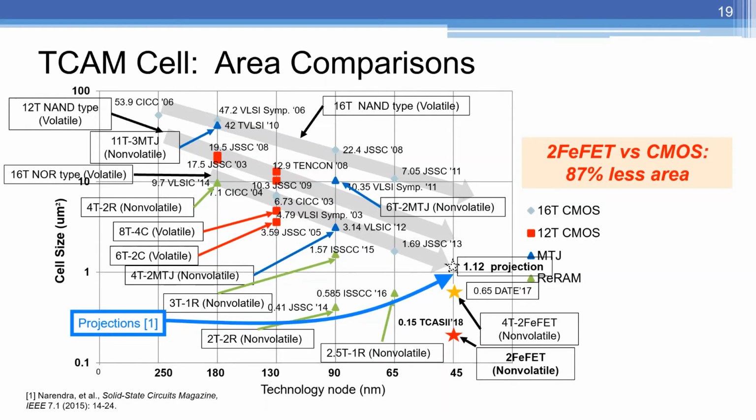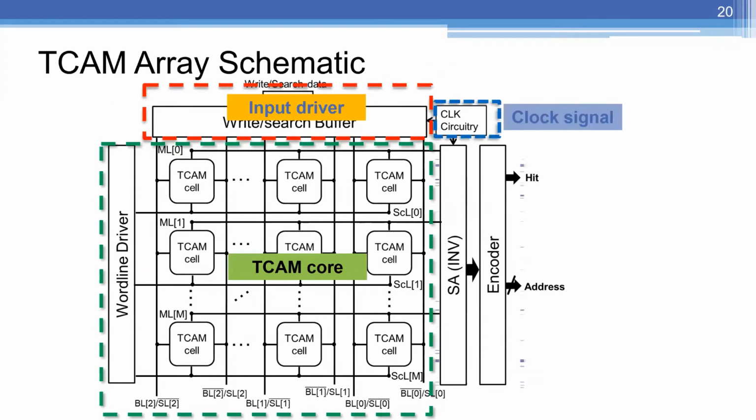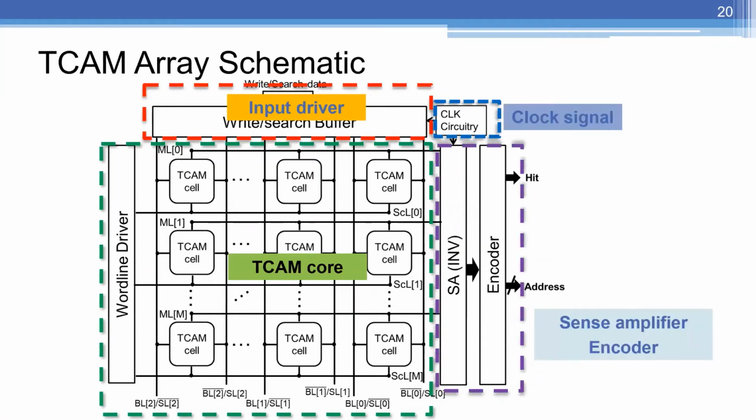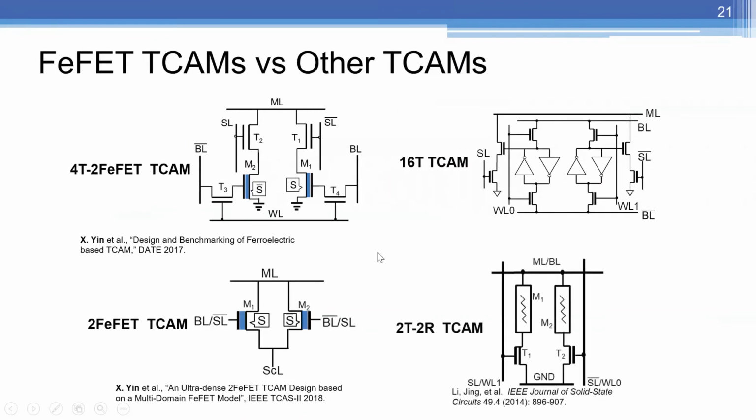This ultra compact area overhead can lead to ultra low parasitic capacitance when considering the array and application level search energy and performance evaluation. We plot the TCAM array schematic including the TCAM core and input driver as well as the clock signal and the sense amplifier encoder, so that we can fit our TCAM designs into the TCAM array and evaluate the array level against the first FeFET TCAM designs, the 16T CMOS TCAM, and the 2T2R TCAM designs.